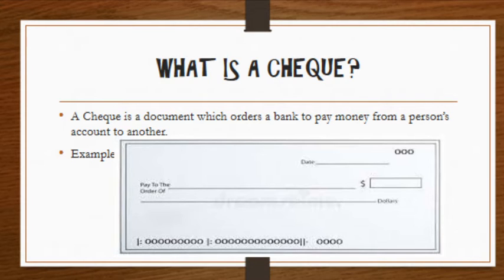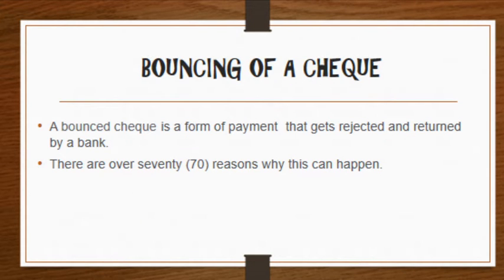So, a bounced check is a form of payment that gets rejected and returned by a bank. Imagine you issue a check and the person who's supposed to receive it calls you and tells you, I was told the check bounced. You're going to ask yourself, what is it that I didn't do right? How am I going to know? I need to go to my bank for me to understand what went wrong. But to avoid all those inconveniences, just take the time to understand how a check operates.